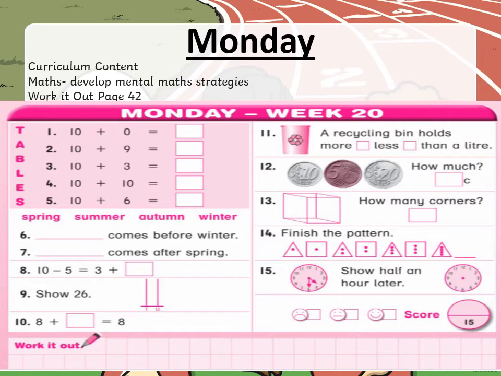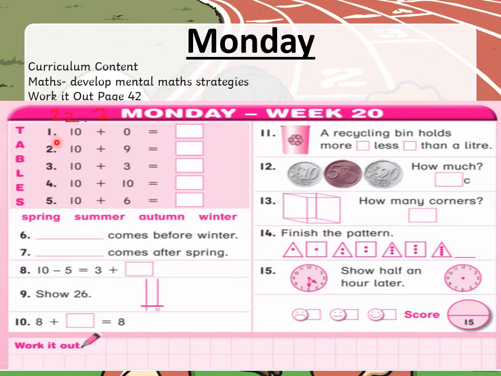Next up, boys and girls, it's time for your mental maths. So please open up your Work It Out on page 42. Remember to write today's date, 22.2, up on top. We're going to go straight into it.